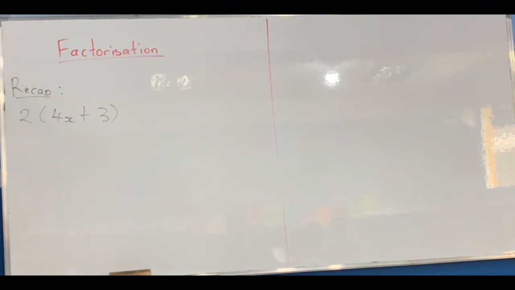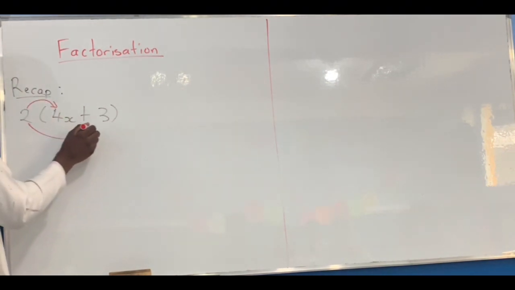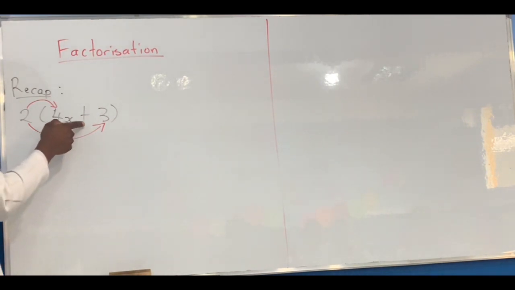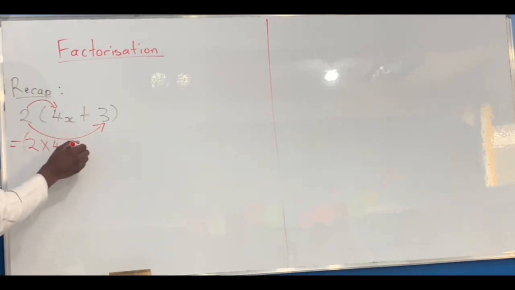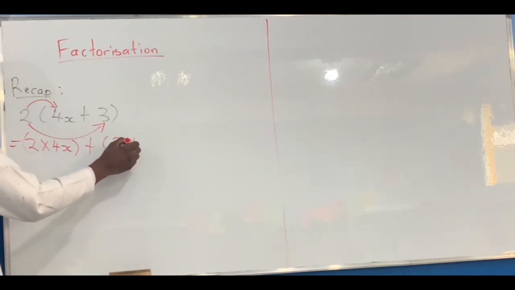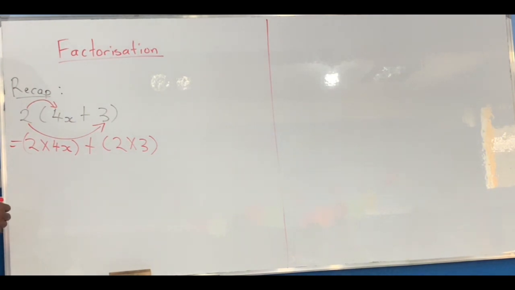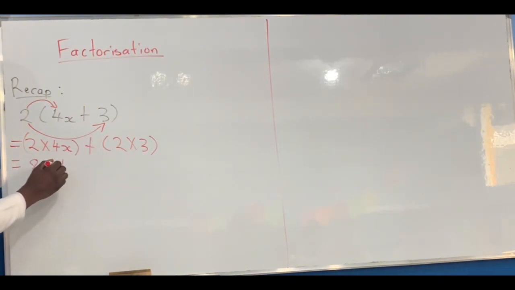Look at this one, for example, 2 bracket 4x plus 3. To expand it, we're going to multiply 2 and 4x and also multiply the 2 with the 3. Because the 2 is outside of the bracket, it's going to multiply every term in the bracket, 2 multiplied by 4x, and also add 2 multiplied by 3. Then here we get 8x plus 6. So this is what we were doing when we were looking at expansion of brackets.